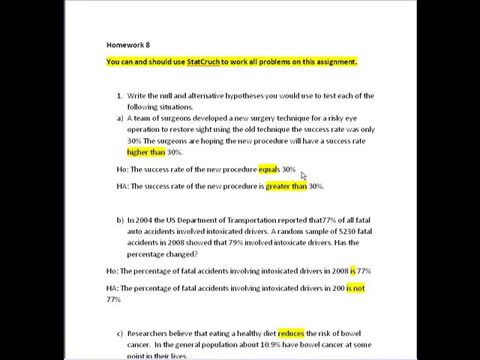Remember, the null hypothesis always says nothing has happened. It's the same as the old procedure, and it always includes an equal sign, not an inequality. Since the wording of the problem points us in the direction that they're hoping that it is higher than 30%, the alternative will say that the success rate of the new procedure is greater than 30%.